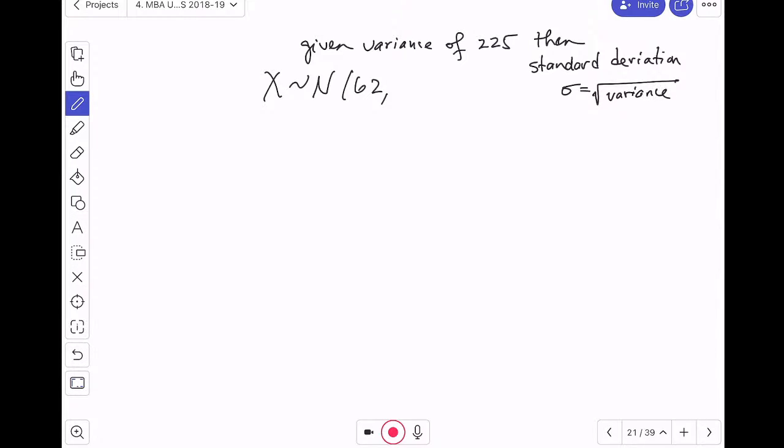Right? The standard deviation is the square root of the variance. So this is 15. So once you use that one, then you're fine because you find the right answer. So the teacher wishes to assign A's to the top 14%.